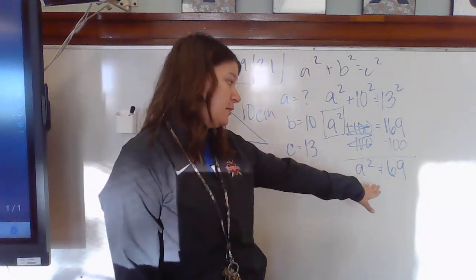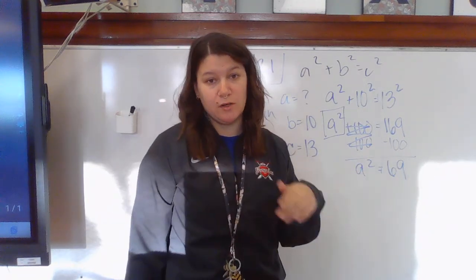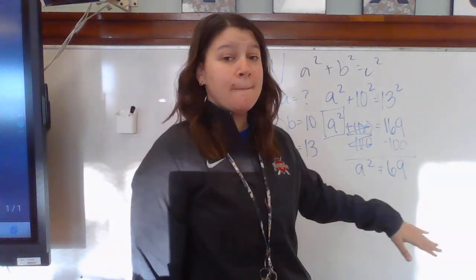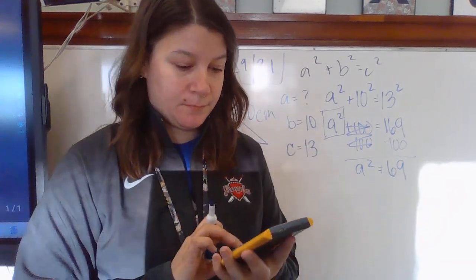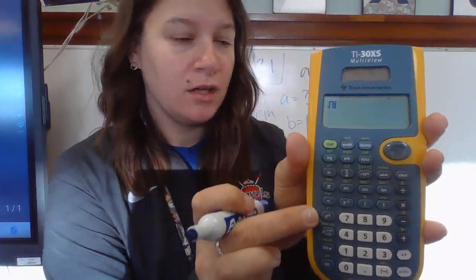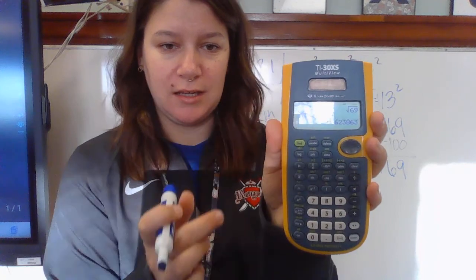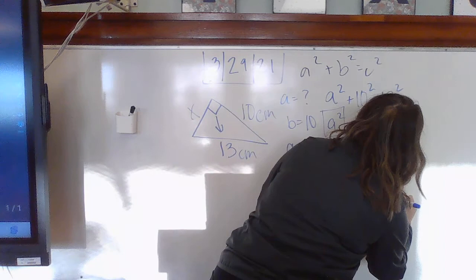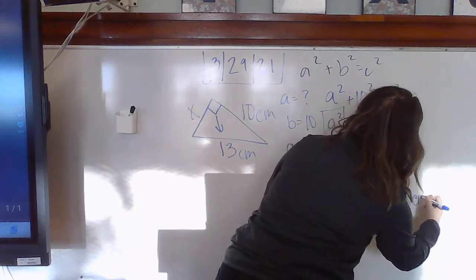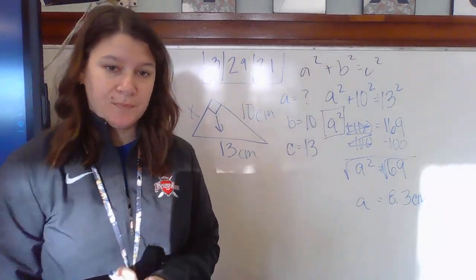Now, I know that this is going to be really close to 8. It's going to be 8 point something because 69 is between 64 and 81, and it's closer to 64. But I'm going to use my calculator. I'm going to hit second, this green button, and I'm going to hit x squared, and then I'm going to type in 69, and it gives me the radical simplification. Then I'm going to hit these arrows again, and it's going to give me the decimal, which is 8.30, but since we round to the nearest tenth, it's 8.3 centimeters. So we square rooted that, and A is 8.3, okay?